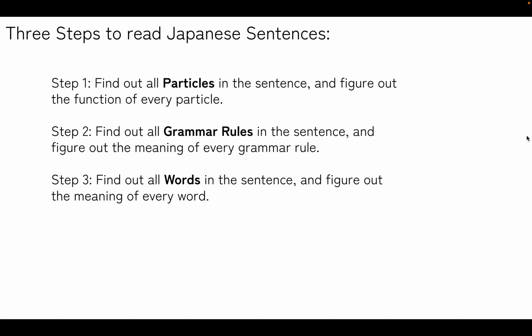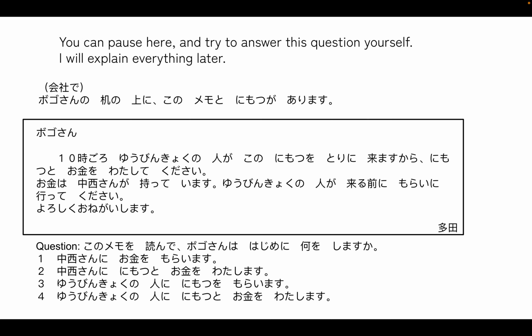N5 Reading Test 6. 3 steps to read Japanese sentences. Step 1 is to find out all particles. Step 2 is to find out all grammar rules. And step 3 is to find out all words. You can pause here and try to answer this question yourself. I will explain everything later.